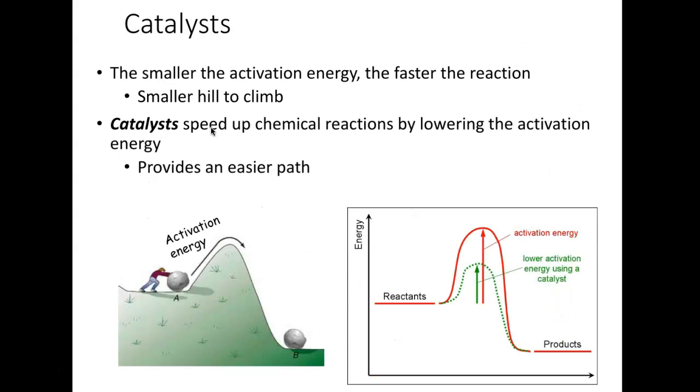So the way catalysts work from an energy perspective is they lower the activation energy. So they make it easier to get over that hump because they make the hump smaller. So in this diagram here, in the graph, you can see a reaction energy diagram in red for a given reaction, but when you add the catalyst, the activation energy goes down. In other words, there's a smaller hill that has to be gotten over in order for the reaction to go. Another way of saying that is that the catalyst provides an easier path for the reactants to become products.